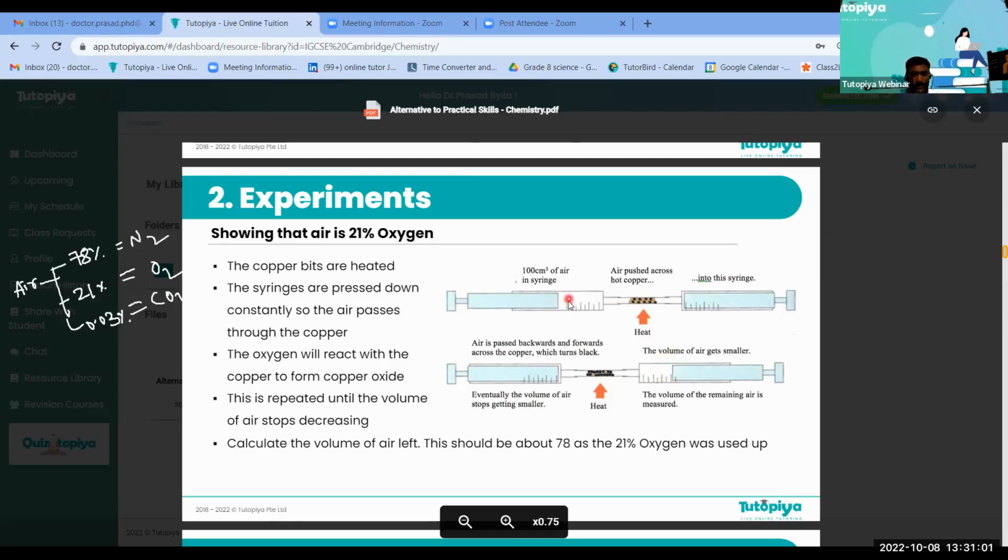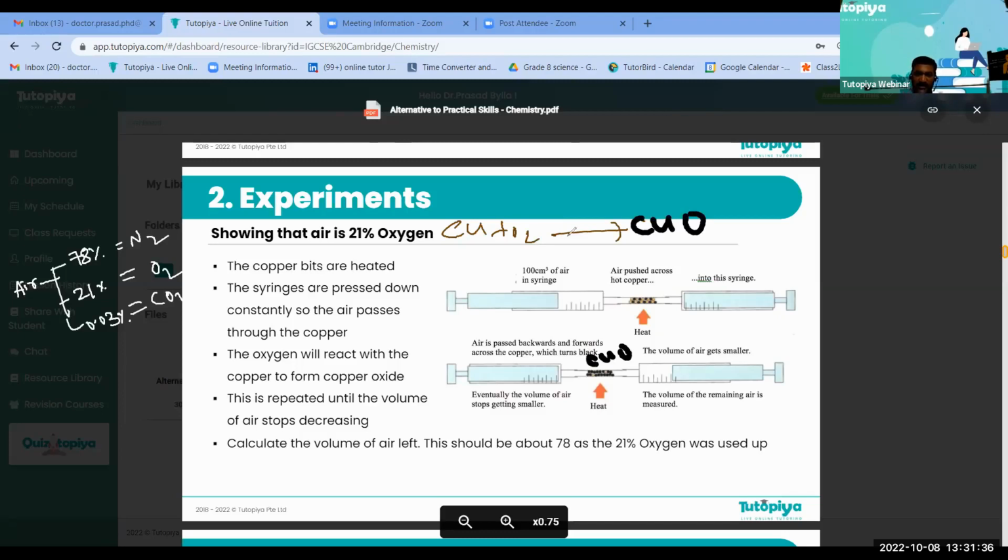Are you understanding? You have taken 100 ml of air, and finally you're left with only 78 to 79 ml of air. What happened to the remaining 21 ml of air? It is reacting with copper, because oxygen is the only gas here which reacts with copper. So when I'm taking copper here, that combines with oxygen and forms this black copper oxide.